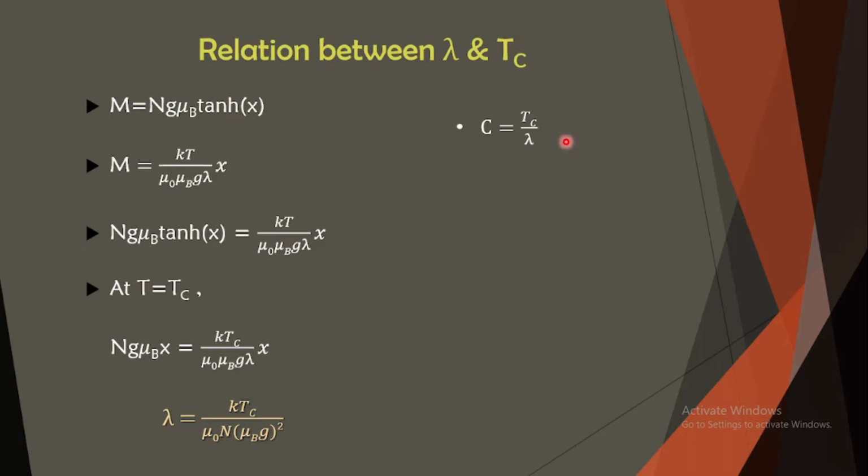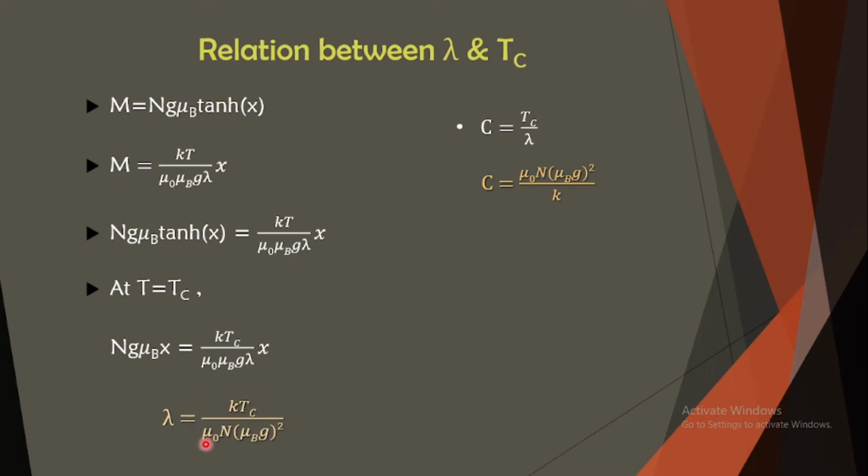If you substitute, then we can observe that C is equal to mu_0 N into (mu_B g) whole square divided by k. That is, taking Tc divided by lambda and taking all the other terms on the LHS side. So finally, we are getting an equation for the Curie constant, and clearly we can observe it has different terms which are again constants. So for different materials, this Curie constant is going to remain the same.